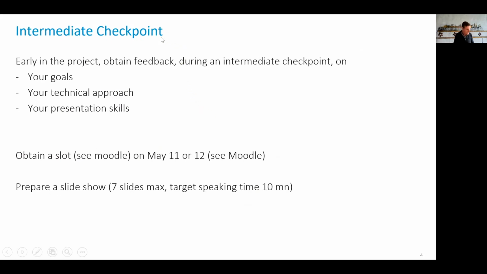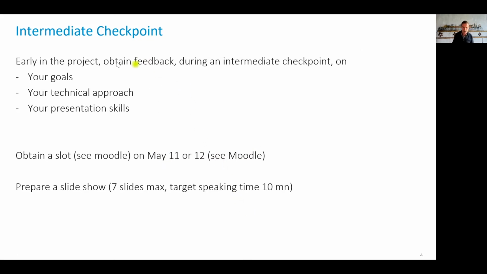So the next step is for you now to give a one-paragraph definition. The project will start a bit later, when we have finished with lab 4. When lab 4 is over, you jump into mini project mode, and we will do an interim checkpoint, an intermediate checkpoint, on May 11 and 12. So you will need to find an appointment with me for this.